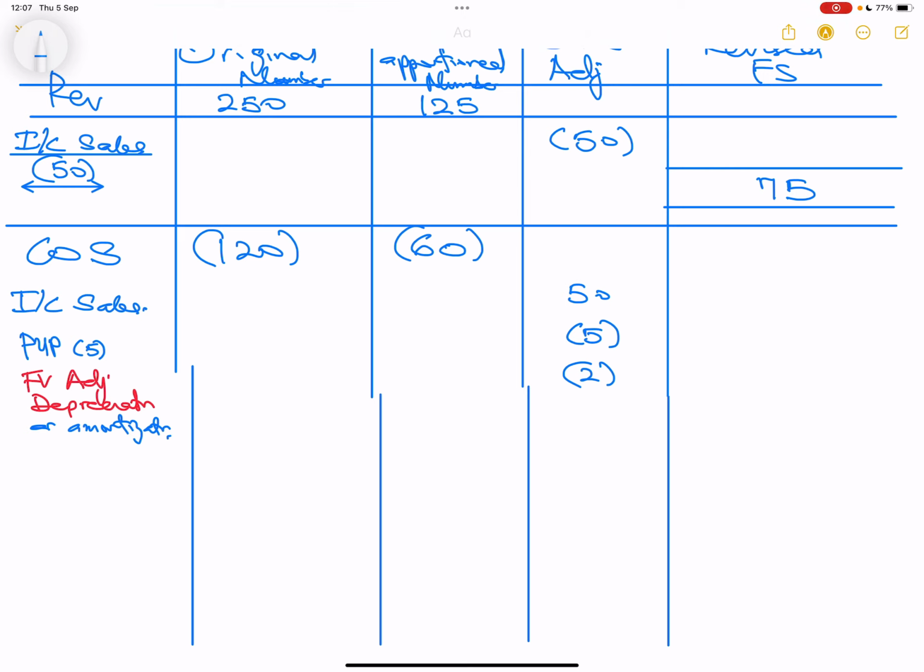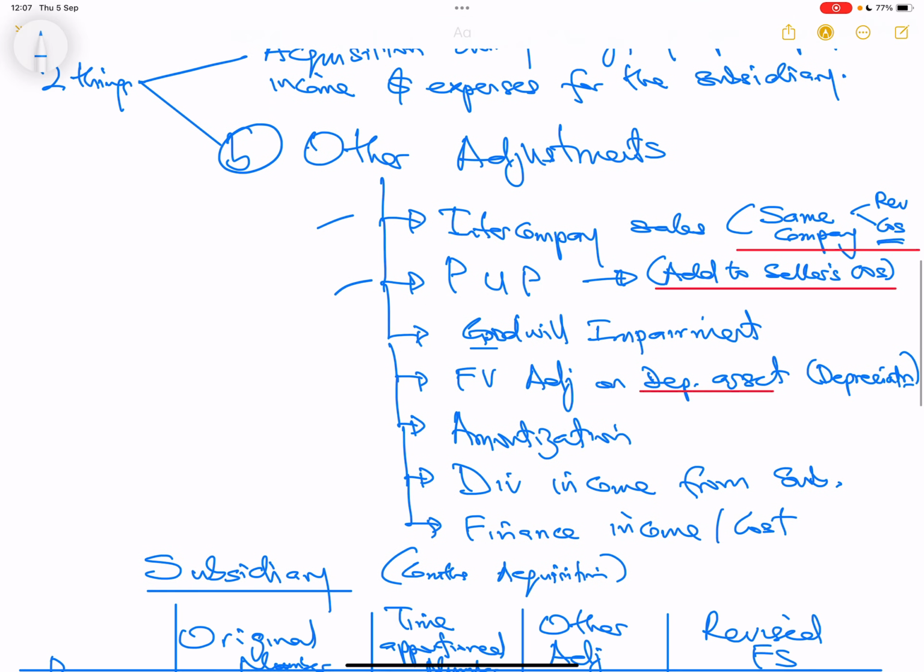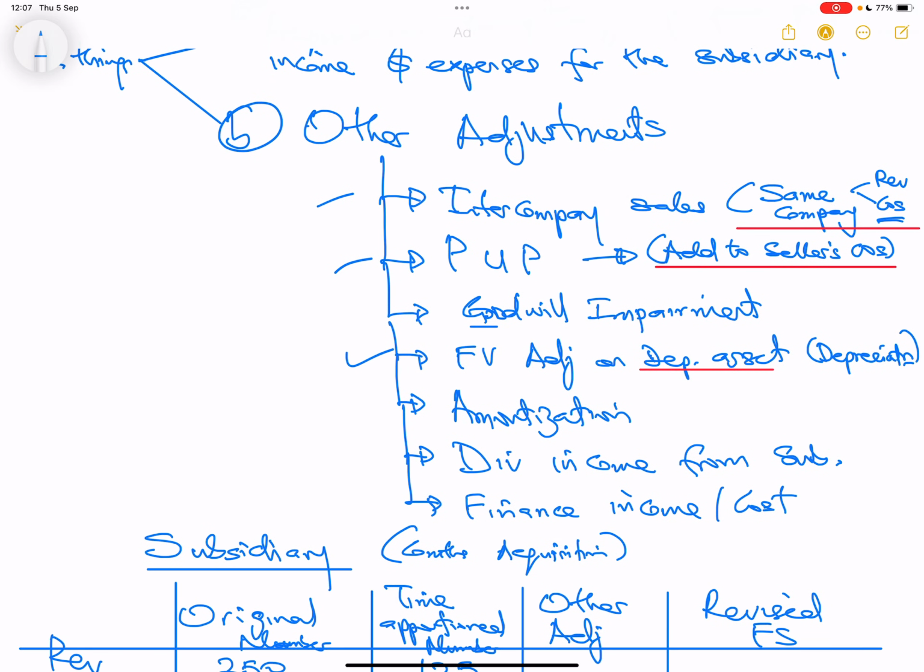When we do all those adjustments, then we can have our adjusted cost of sale for this company, and that will be 60. We take away 50, we have 10, then we add 5 and 2, and that gives us 17 as our adjusted cost of sale. Okay, so making progress gradually. So we're done with cost of sale adjustment, and in that case, you've now learned how to make this adjustment.